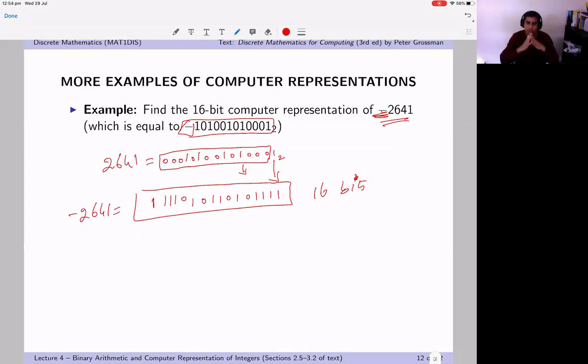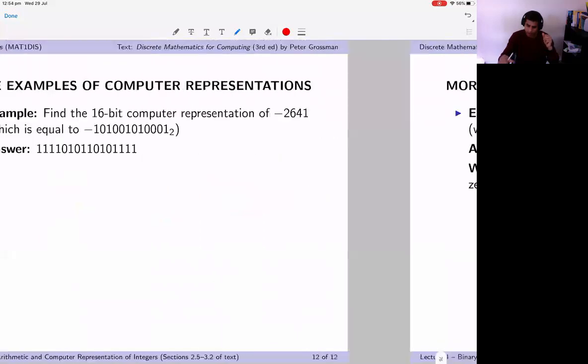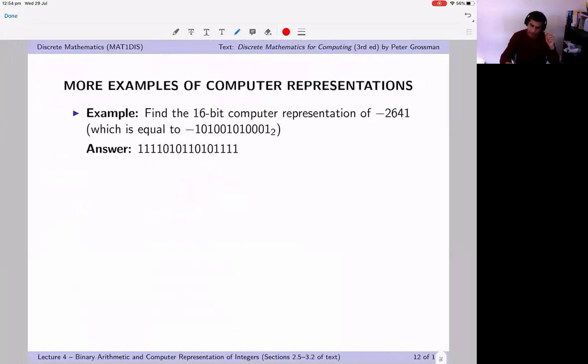Does it make sense, everyone? So, well, great, thank you. So here, as you can see, this 1 as it is, and then this 0 goes to 1, that 0 goes to 1, this 0 goes to 1, that 1 goes to 0, this 0 goes to 1, and so on.